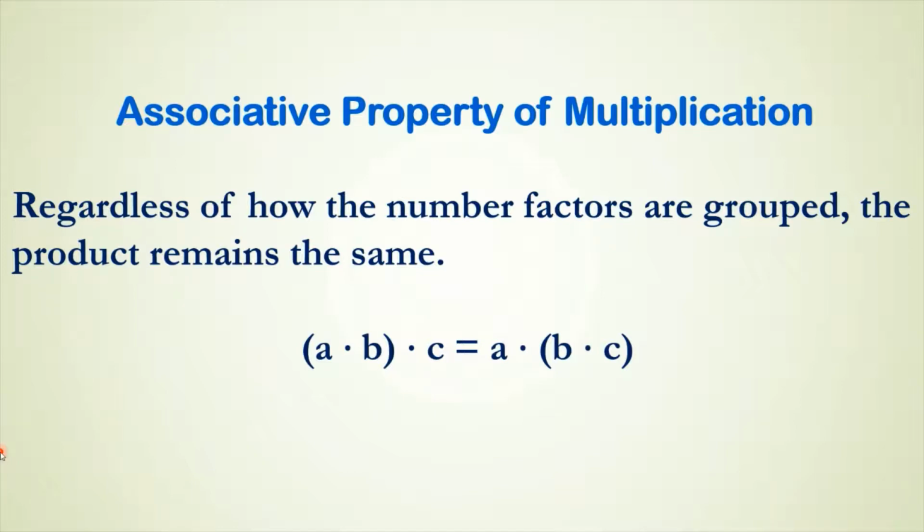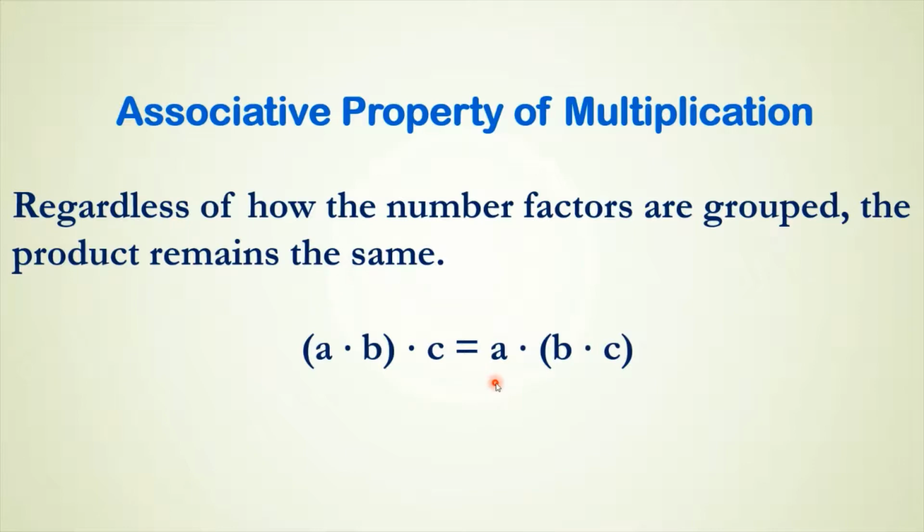It says that in a multiplication expression, regardless of how the number factors are grouped, the product will always remain the same. Let's take any three numbers represented by letters A, B, and C. The associative property says that first multiplying A and B together, then multiplied by C gives the same result as multiplying B and C together first, then multiplied by A.